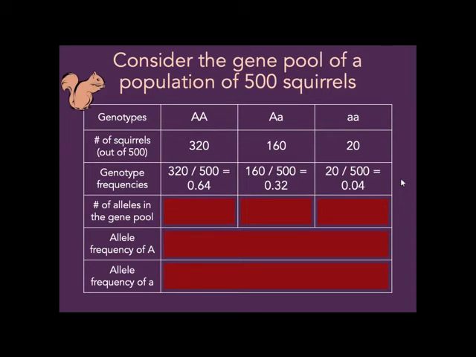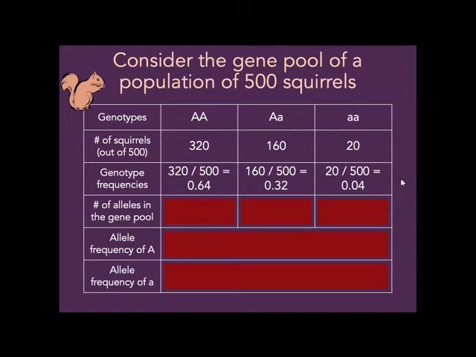So there's a couple of different ways to calculate this. Can you think of different ways to calculate this? Yeah, you could just add up how many big A's there are in the big A, big A ones and then add it to the number of big A's in the big A, little a ones over the total number of alleles. Yeah, you could totally do that.